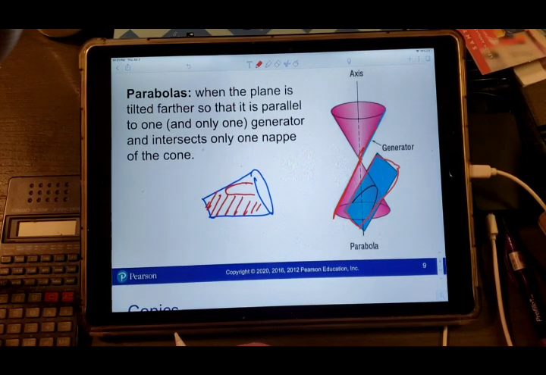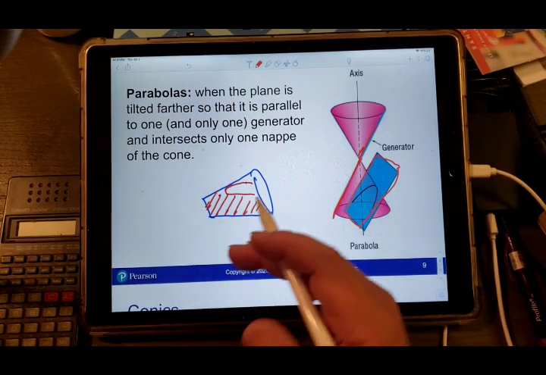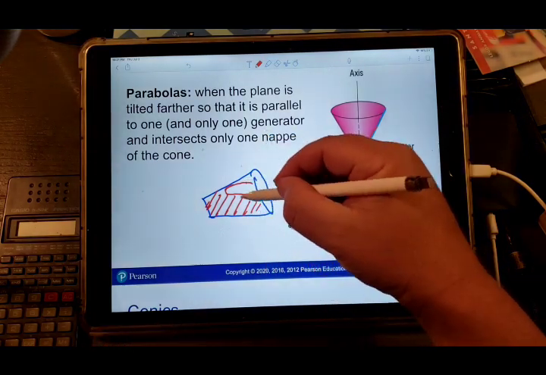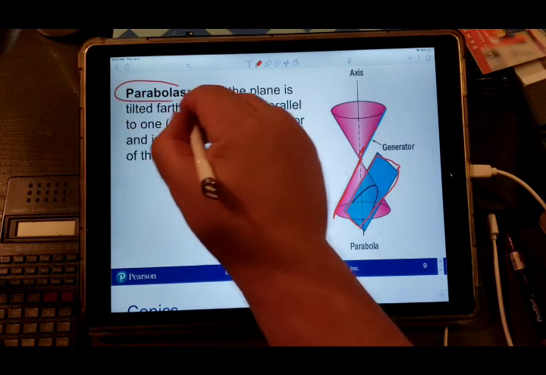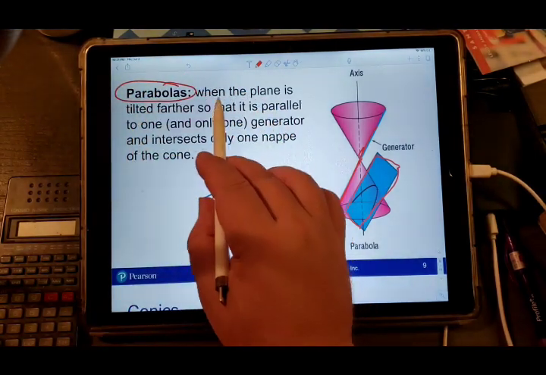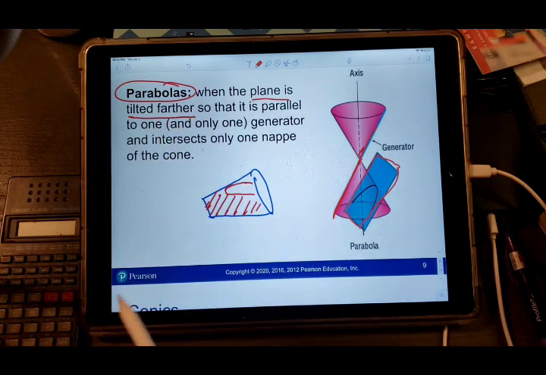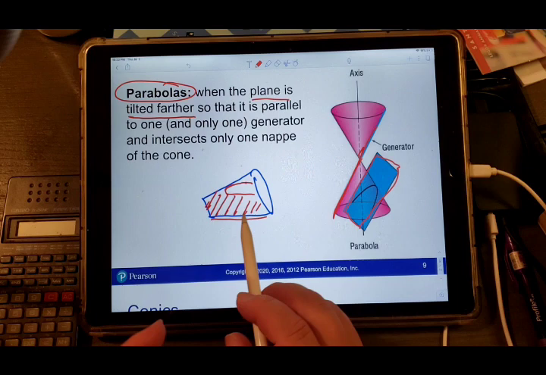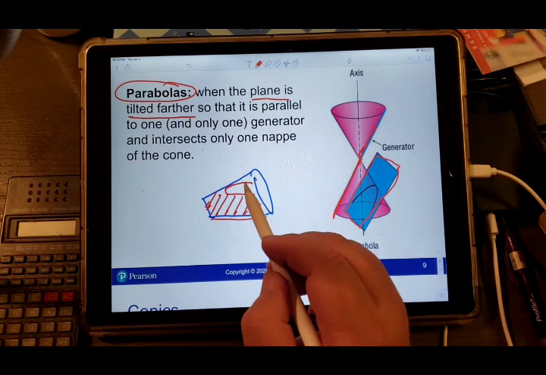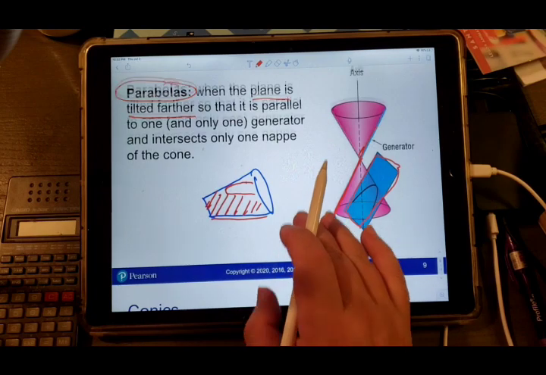What am I staring at? Well, it's no longer an ellipse. Remember, an ellipse was where it kind of started closing back on itself. No, this is a parabola. So the plane, or the solo cup, is tilted a little farther, so it's parallel to this, what you're looking at. And if you have that, you have a parabola.